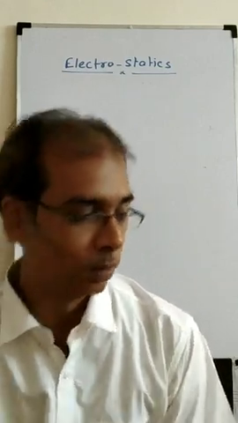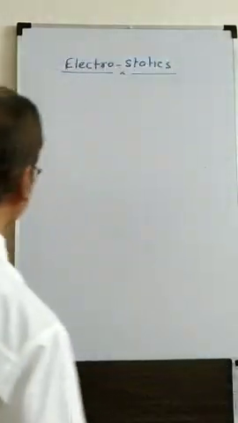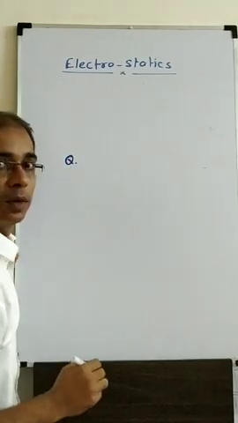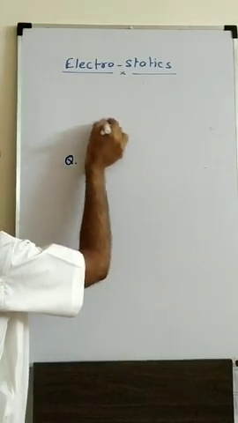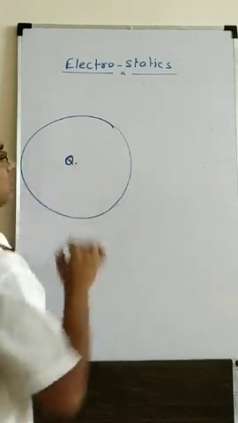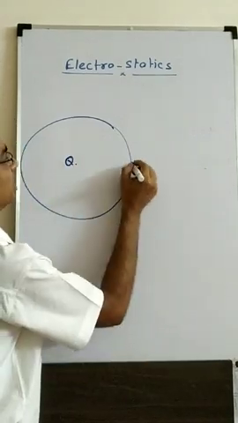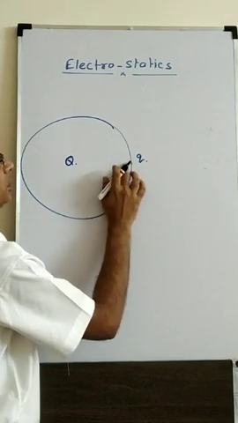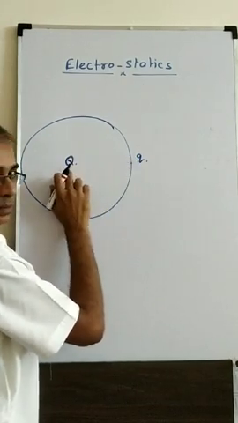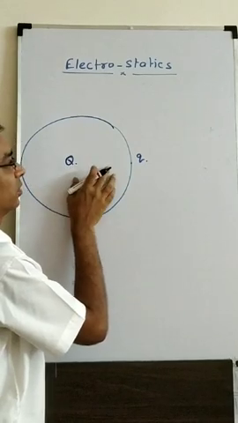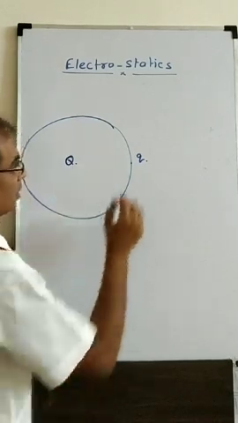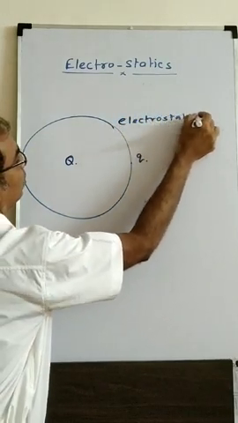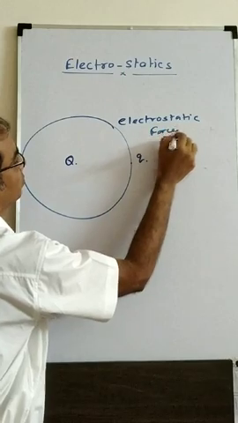Let me make it on the board and I'll try to explain it. Suppose we have a charge Q, and its field maybe is up to this range, and you brought another charge Q in this one. So what will happen? This charge Q will be subjected to a force because of this charge. Which force? Electrostatic force. We are going to discuss this now.